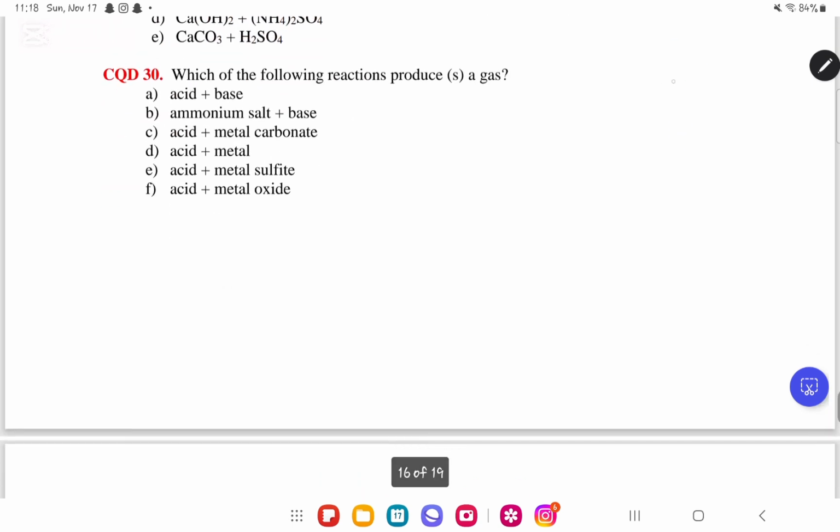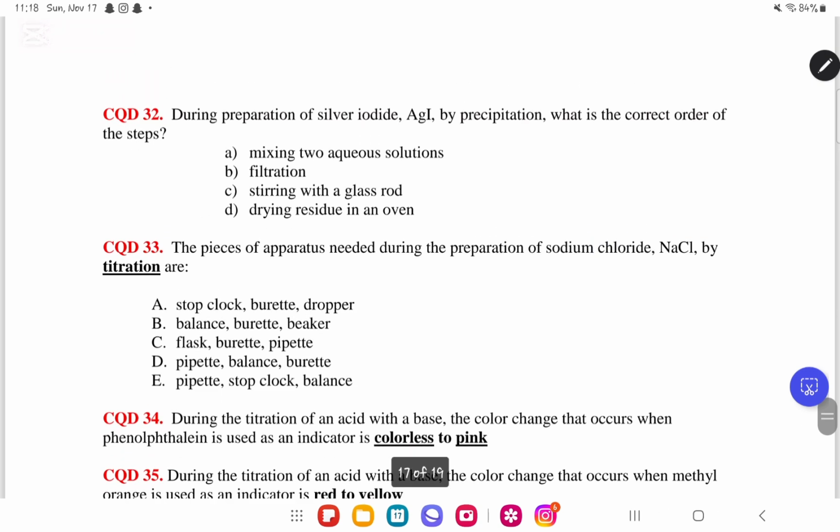CQD number 30. Which of the following produces a gas? Definitely not acid and base because it's a neutralization reaction, but ammonium salt and base releases ammonia. Acid and metal carbonate releases carbon dioxide. Acid and metal releases hydrogen. Acid and metal sulfite releases sulfur dioxide. And then definitely not this one because it is also neutralization. So B, C, D, and E. Now we go on to CQD 32.